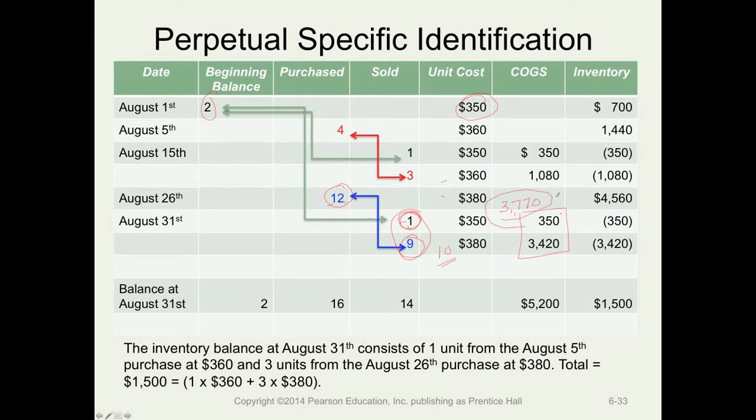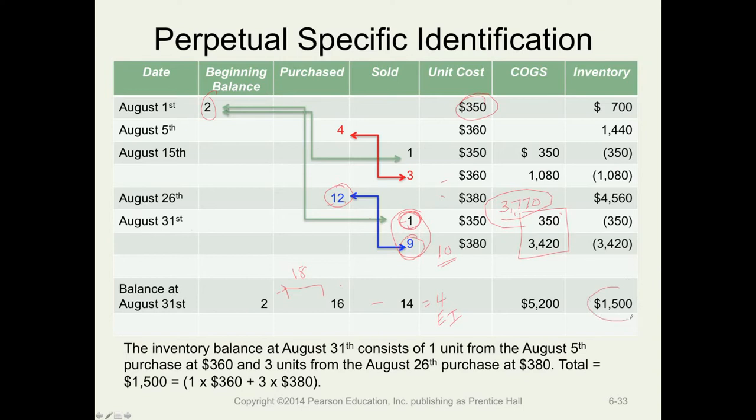Now, in total, for the entire month of August, if we're using specific identification, and we'll look at a perpetual inventory record in a second, we know that we started the year with 2, we purchased 16, that's 18 available, and we sold 14, so there should be 4 units left. So there should be 4 units in ending inventory. And the question is, where do the ending inventory units come from?